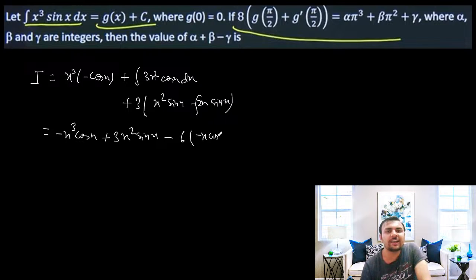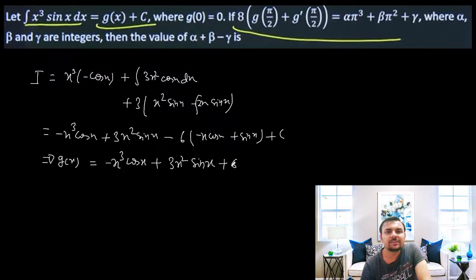minus x cos x plus sin x, okay, and plus c. So our g(x) will come out to be minus x cube cos x plus 3x squared sin x plus 6x cos x minus 6 sin x. So we are told to find the value, g(0) is 0.